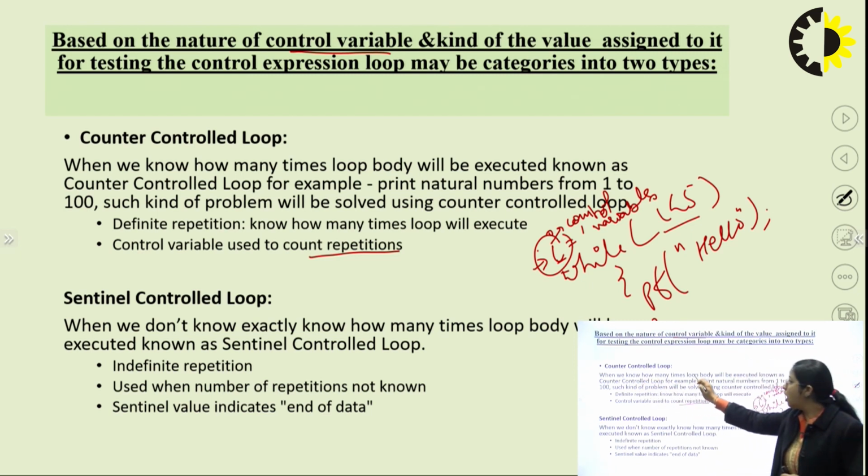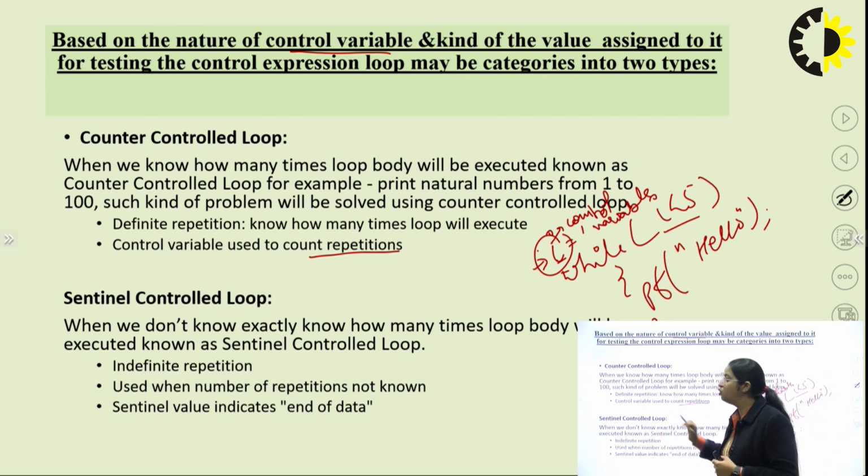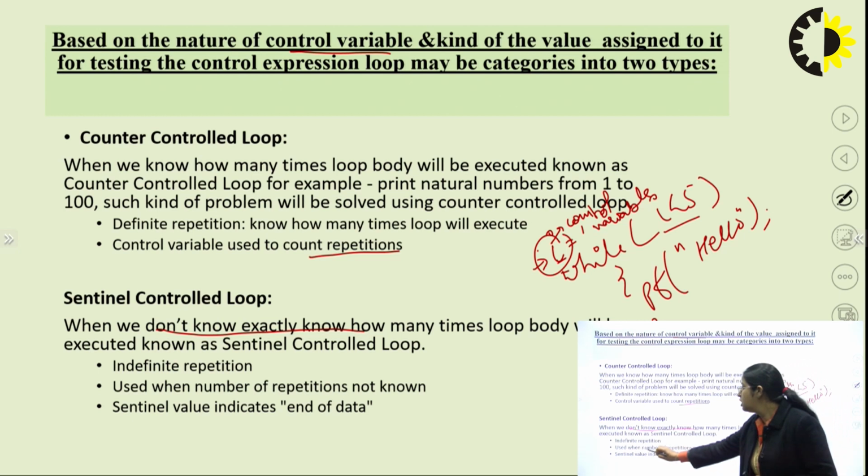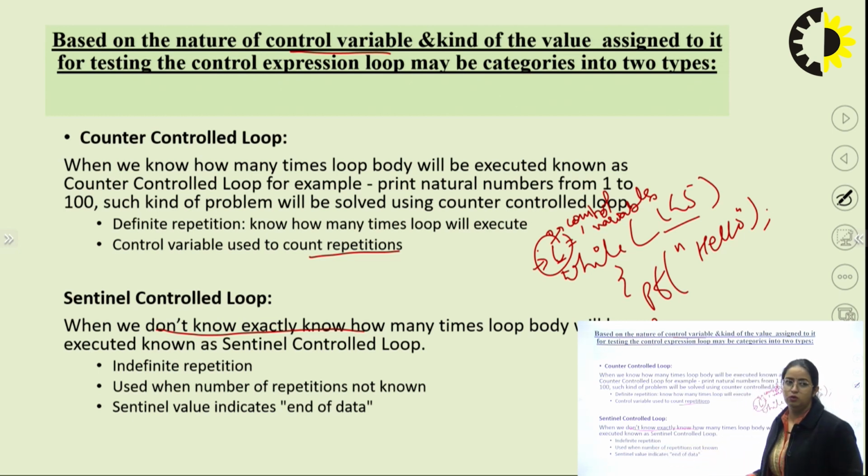Where we know how many times the body of the loop is going to be executed is known as a counter control loop. On the other hand, we have the sentinel control loop. What does it mean? Where we don't know exactly how many times it is going to execute. It means indefinite repetition, which we use when the number of repetitions is not known.